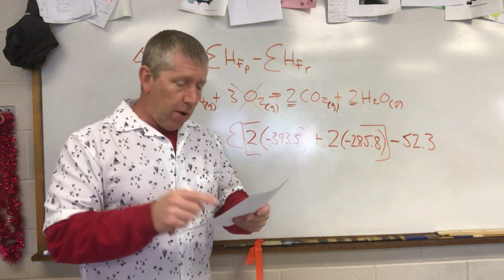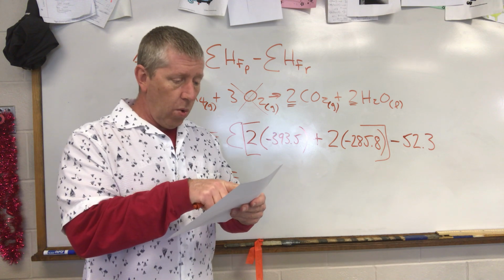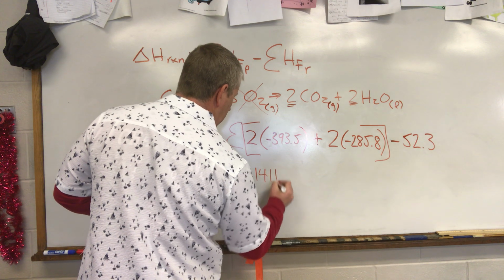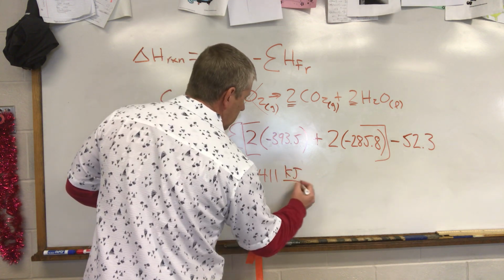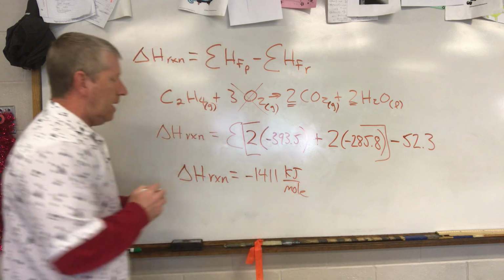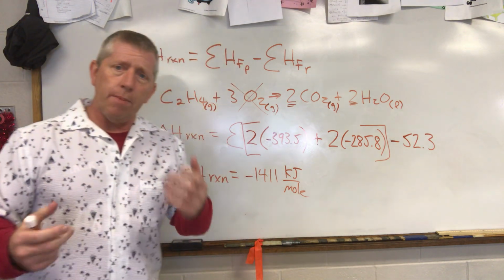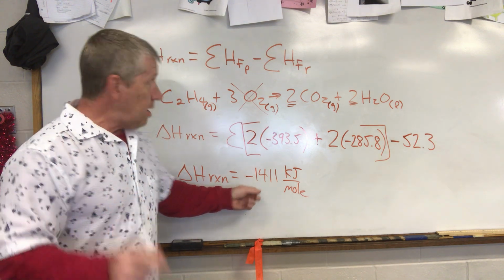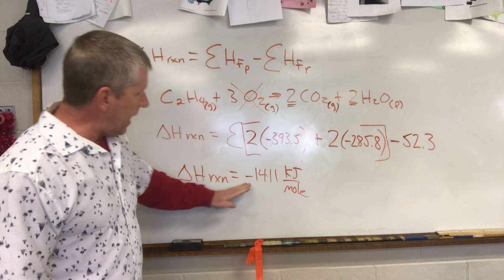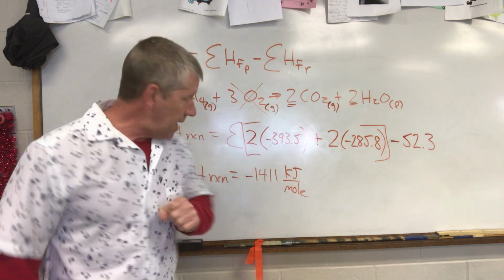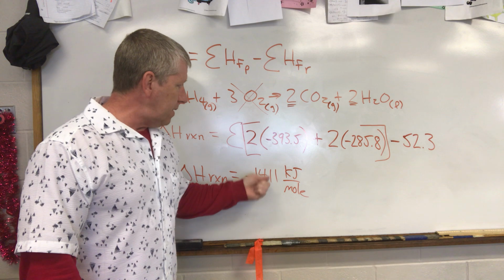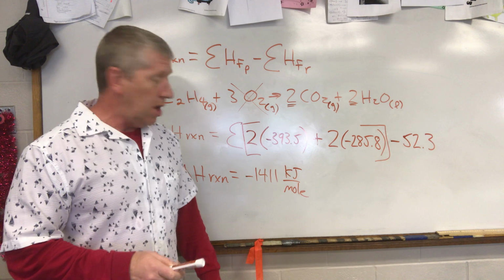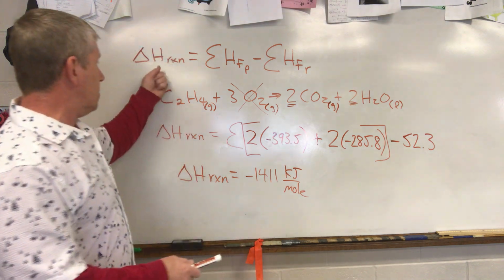Do that, and you should come out with a value of negative 1411 kilojoules per mole. Let's look at this answer and hope it makes some sense to us. Negative. What does that mean? It means exothermic. The heat of the reaction gives me a negative value, so it's an exothermic reaction. And it's 1,411 kilojoules. That's over 1 million, 1.4 million joules per 1 mole of this when it combusts.